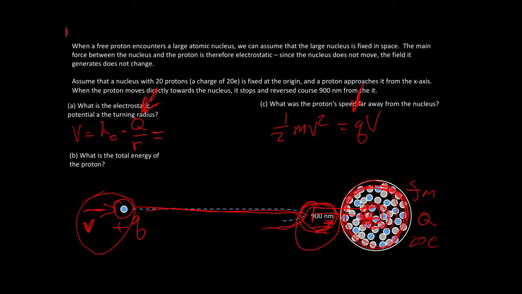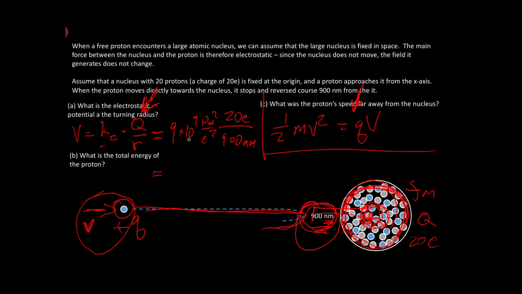So I shouldn't say that, but it's good enough for us. We're not going to do anything where we have to worry about that. So k_e was 9 times 10 to the 9 newton meters squared per coulomb squared. Q we said was 20e. And R we said was 900 nanometers.